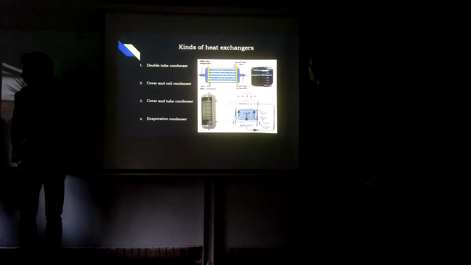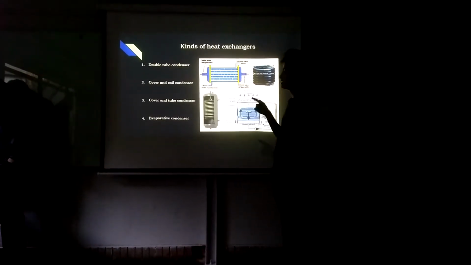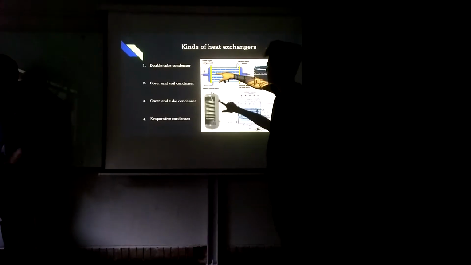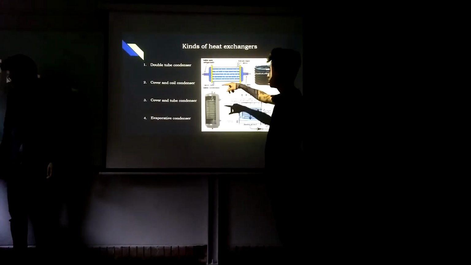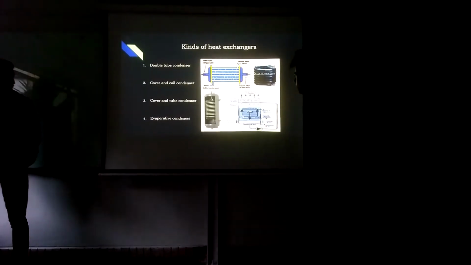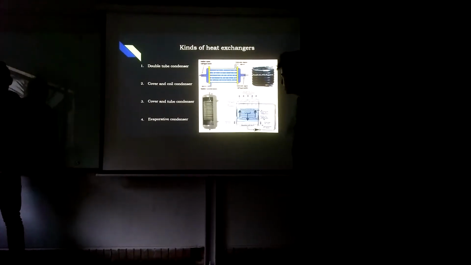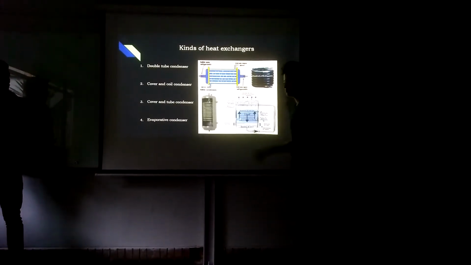You can see in this image the kinds of heat exchangers that are used for water systems. The first one, double shaft condenser, that is this one, shell and coil condenser. The second is shell and tube condenser, and finally evaporative condenser, this one.